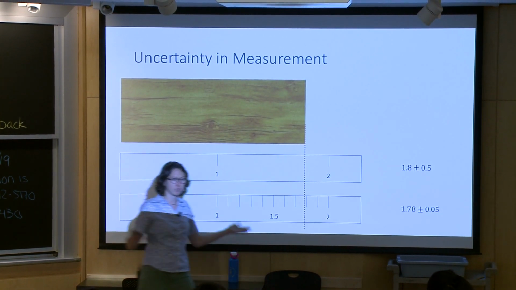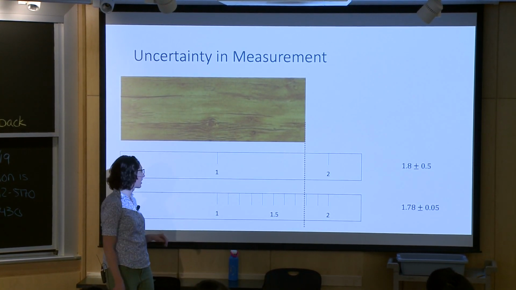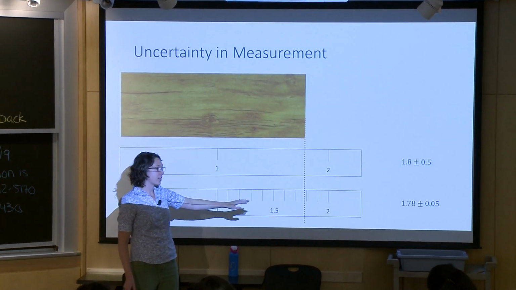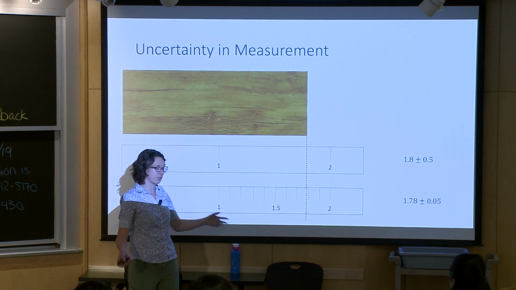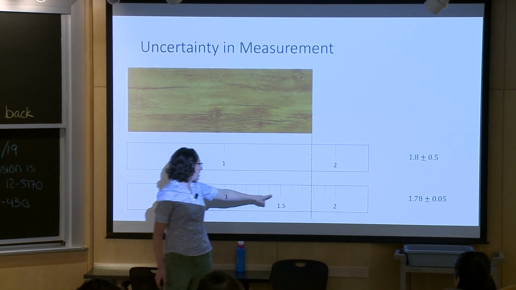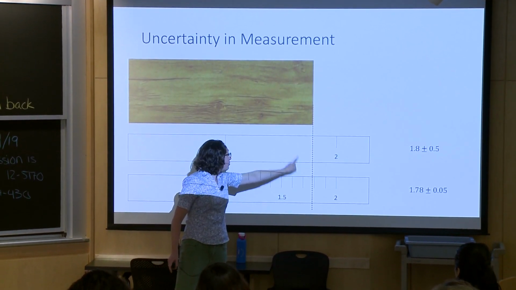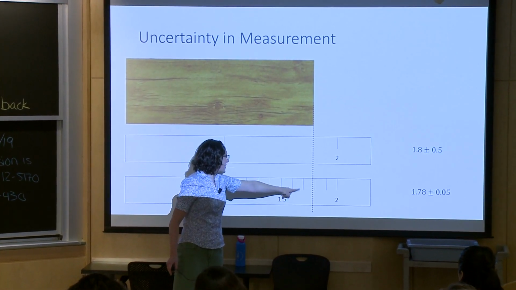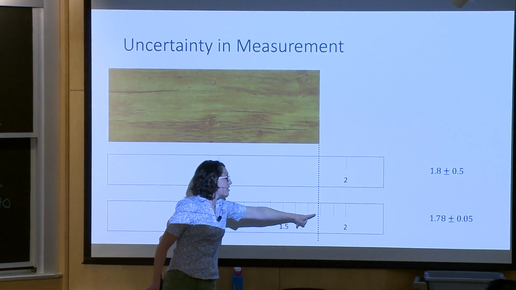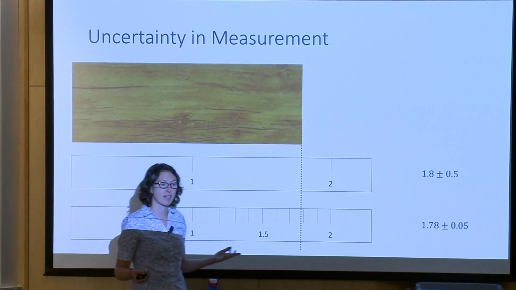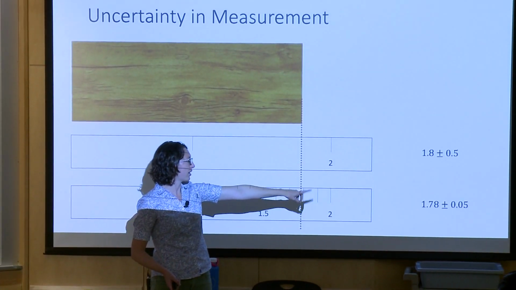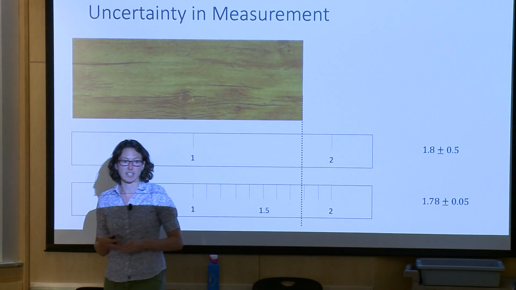If we add more gradations to our ruler, so if we have markings every 0.1, still no units, then we can say with certainty that our piece of wood is bigger than 1.7 and smaller than 1.8. So it's 1.7 something, you can estimate that last decimal place, and then your error gets smaller too, your uncertainty in that measurement.